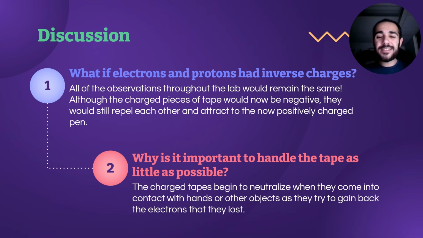Next up, why is it important to handle the tape as little as possible? Well, the charged tapes begin to neutralize when they come into contact with our hands or some other objects in their environment. This is because they're trying to gain back those electrons that they lost in the first place. Remember how the tape is positively charged? Well, when they come into contact with our hands, they're trying to gain those electrons from our hands to become neutral again.